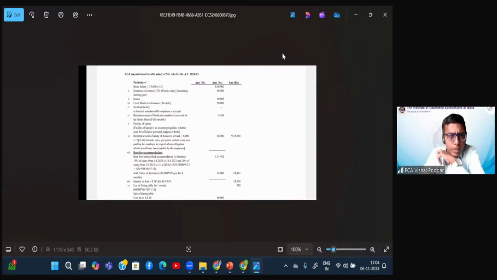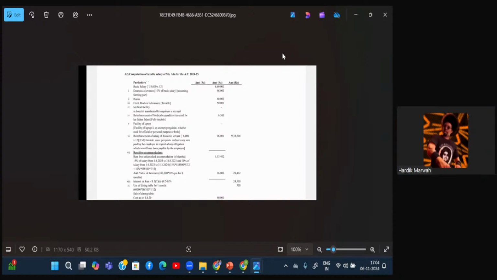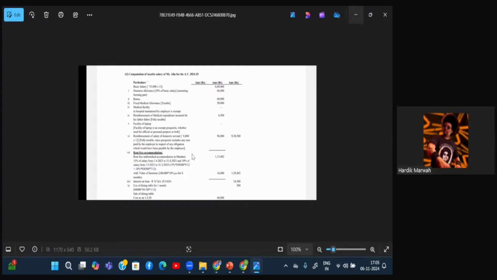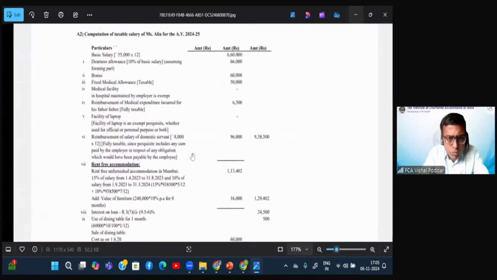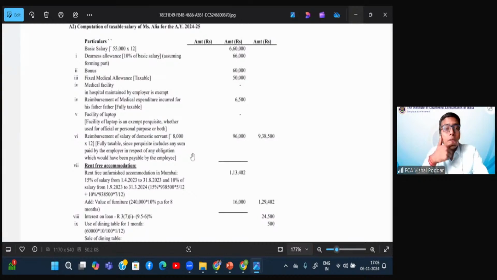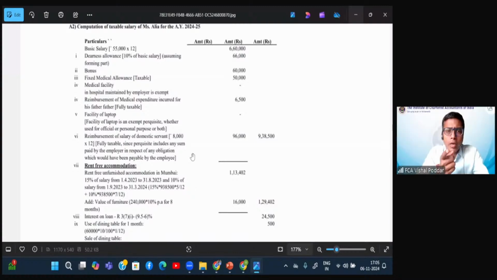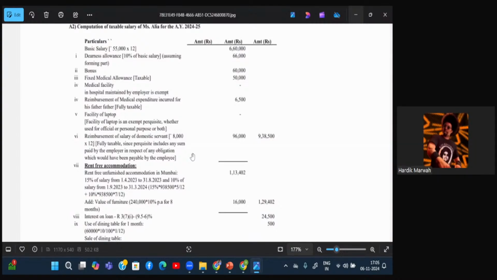Will I be able to zoom it, beta? Yes, sir, near the taskbar, zoom option is there. Now it has zoomed to some extent. Sir, in point number 6, reimbursement of salary of domestic servant, 8,000 into 12, fully taxable. Sir, why is it included? That's why I'm saying, beta. It is taxed as a separate perquisite. Now you are saying it is part of RFA. It is not part of RFA. It is a separate perquisite.